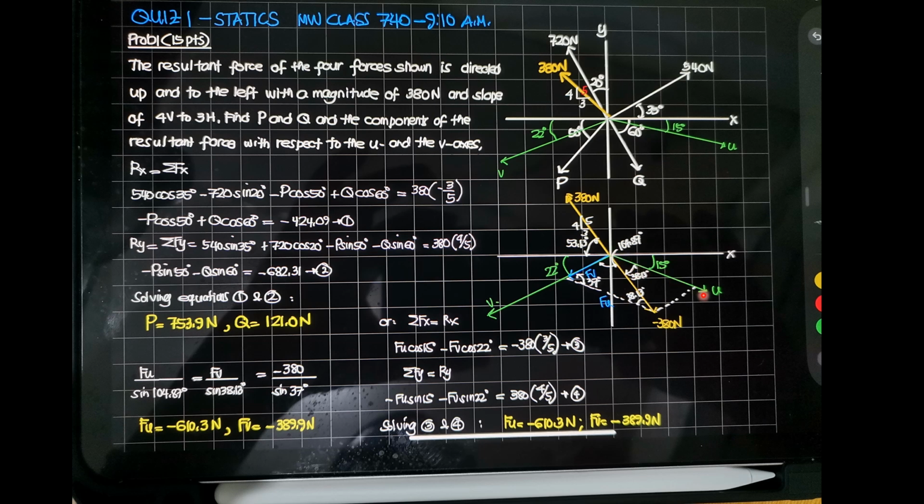Then summation of forces Y equals Ry. The Y component of FU is negative FU sine 15, which is this. The Y component of FV is also negative, going down, so negative FV sine 22. And we equate that to the Y component of the resultant, which is upward, so it's positive 380 times 4 over 5. Call that equation 4. Solving equations 3 and 4 using your high-tech calculator, you'll get the same answers: FU negative 610.3 newtons and FV negative 389.9 newtons.